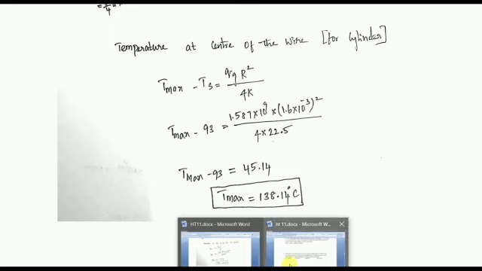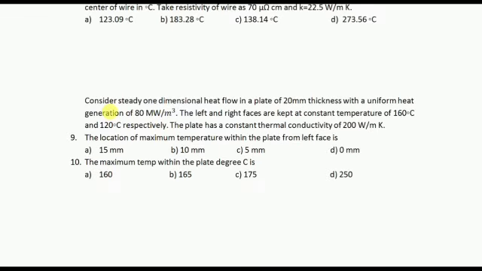Now moving on to the next question. See, here its statement is given. Consider steady one-dimensional heat flow in a plate of 20 mm thickness. Uniform heat generation, the Qg is given. Left and right side faces are kept at constant temperature. What they are telling, one plate is there. In left side that is 160 and right side it is 120 degrees Celsius. The plate has constant thermal conductivity. K is given.